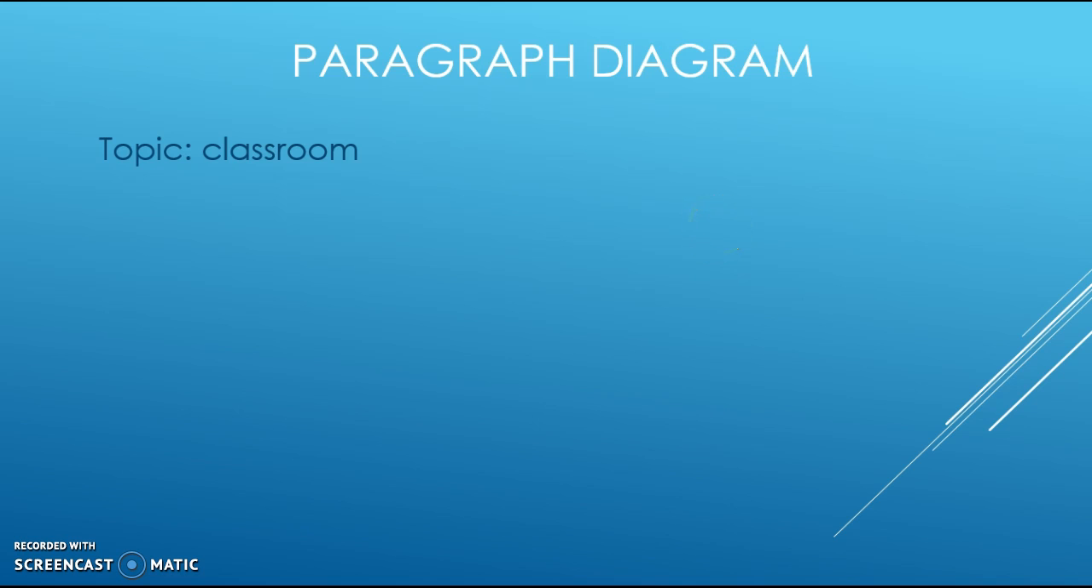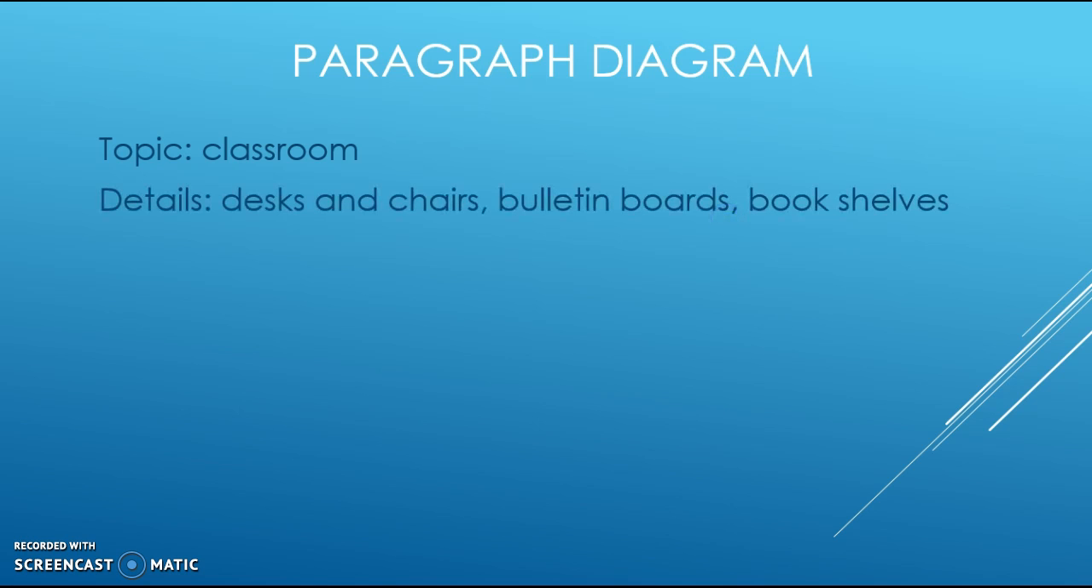The next thing is I need to do number 2, which is describing the details. And we're going to have desks and chairs, bulletin boards, and bookshelves as our details. Our next thing is that we need to come up with a sequence. Which sequence would work best for this paragraph? Does the size sequence work for this paragraph?